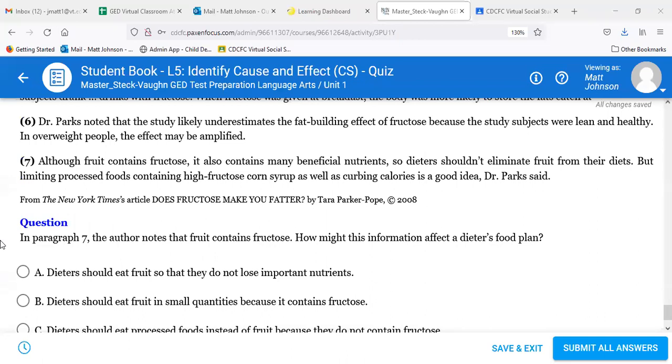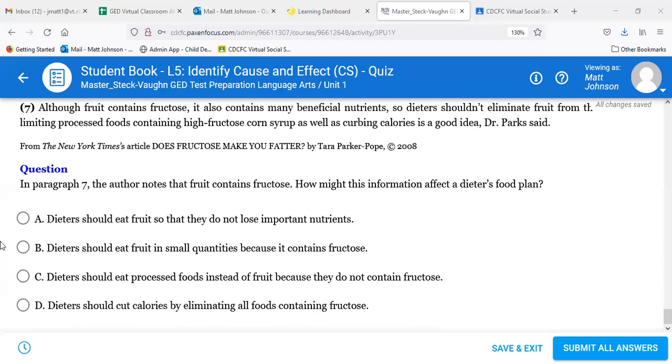And here in paragraph 7, the author notes that fruit contains fructose. How might this information affect a dieter's food plan? A, dieters should eat fruit so that they do not lose important nutrients. B, dieters should eat fruit in small quantities because it contains fructose. C, dieters should eat processed foods instead of fruit because they do not contain fructose. D, dieters should cut calories by eliminating all foods containing fructose.